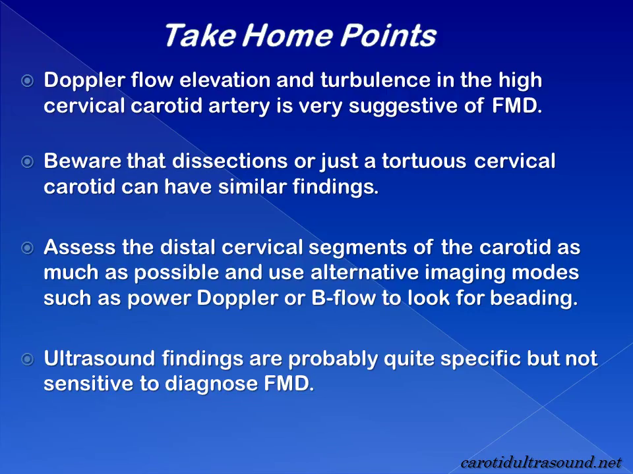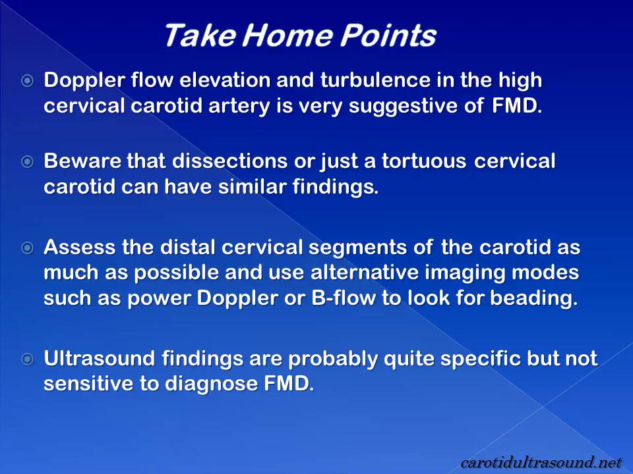So what are the take-home points? If you see Doppler flow elevation and turbulence in the high cervical carotid, think fibromuscular dysplasia, but be careful, as dissections or just a tortuous cervical carotid can have very similar findings. Always assess the distal cervical segment of the carotid with alternative ultrasound imaging modalities such as power Doppler or B-flow that may show the arterial wall better than just B-mode or color flow imaging.